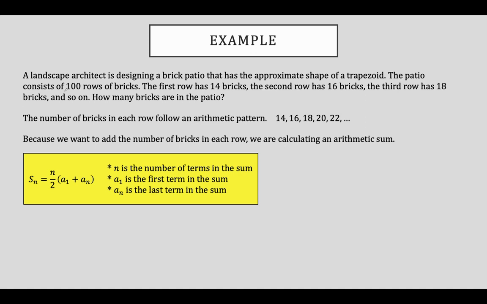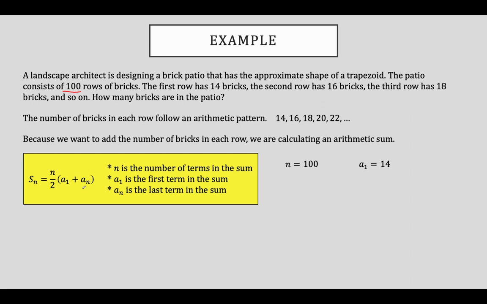Well, our patio consists of 100 rows. These are the amount of bricks in each row. Therefore, we are going to be adding 100 numbers together. N is going to equal 100. A1 is the first term in the sum. Well, notice that our first row contains 14 bricks. That's going to be the first number that we are adding. A1 is equal to 14.